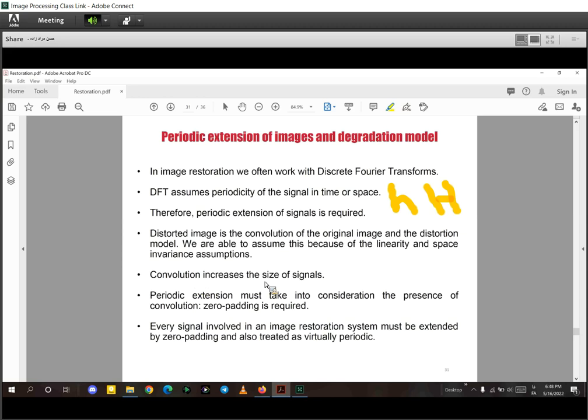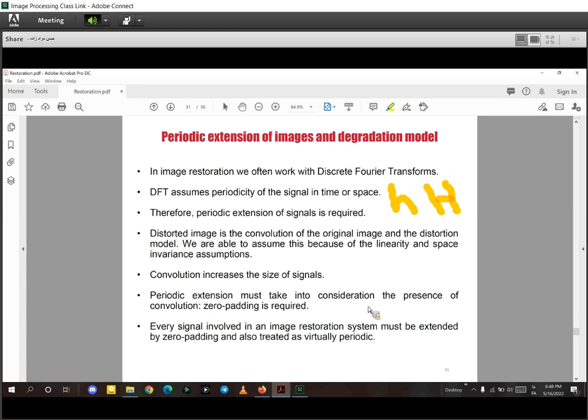Convolution increases the size of signals. We said, for example, N into M, where M is N plus L minus 1. That means the size of the output is larger than the size of the signal and the size of the system, the sizes of H and F.